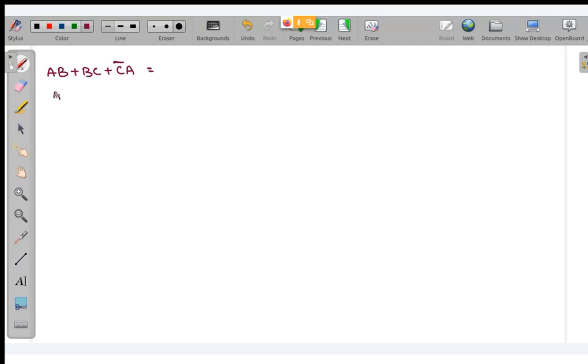Why? If you look at A, it is present only in non-complemented form. B is present in non-complemented, whereas C is present in both non-complemented as well as complemented. So we are going to retain the min terms of C. So that will be BC plus C complement A. Okay, one more example.